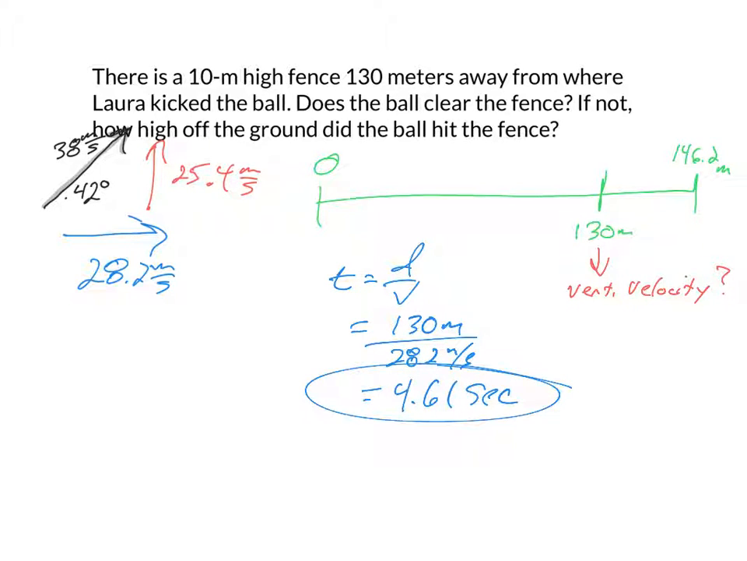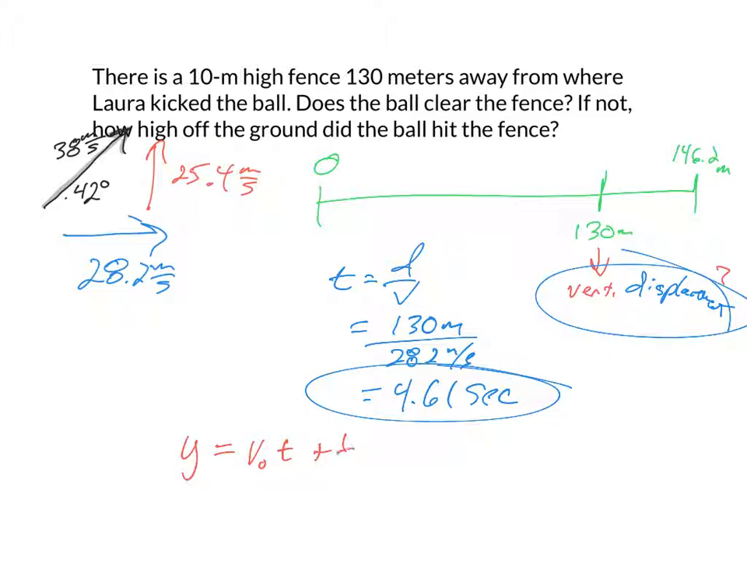So vertical, I would need to know the, not vertical velocity over here. What am I saying? Vertical displacement. Sorry about that. That's what I'm interested in. And then I have to go to y equals v initial t plus 1/2 g t squared.